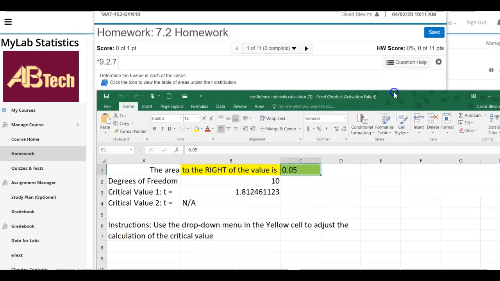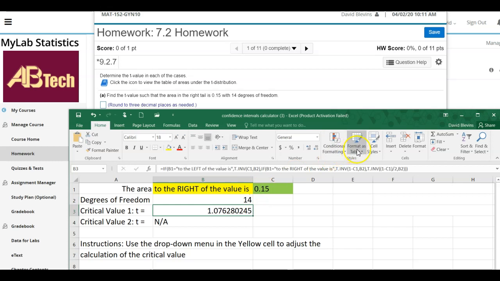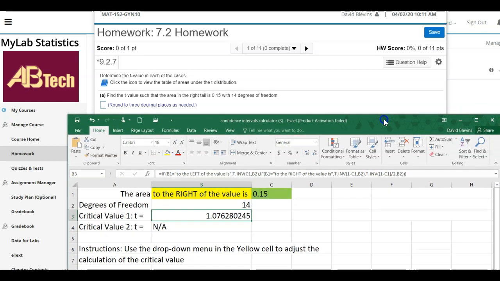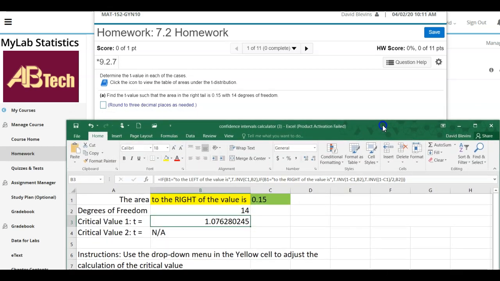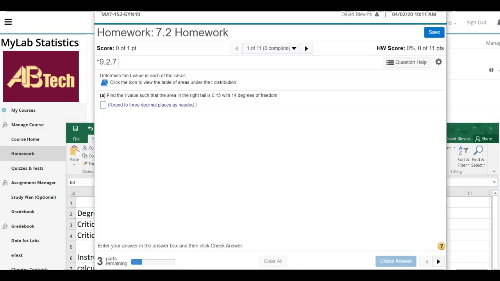Notice this says area to the right on this one. So we have to make sure that it is giving me area to the right. So area to the right is 0.15. Alright, degrees of freedom. Degrees of freedom is 1 less than the sample size. So just make sure you understand that. Alright, so there's our critical t, and this is 1.076 to 3 places. I'm going to do the little split screen thing again.